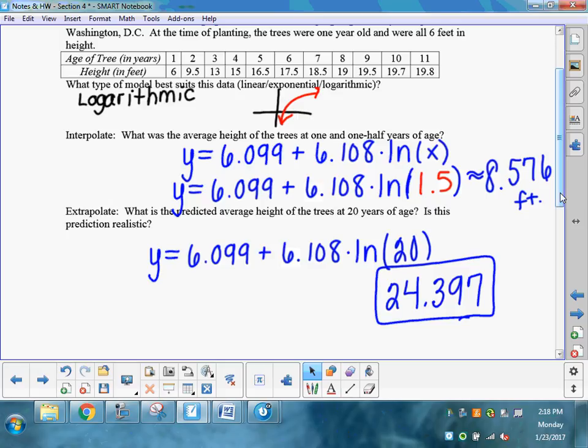Interpolation, the value is going to be roughly in your data set. Extrapolation, the value is going to be outside your data set. Yeah, it's contained within. Any value between 1 and 10 is inside of the data set, so it's inside of the data you're working with. Whereas the other one, 20, is outside of it. Our data stops at what year?